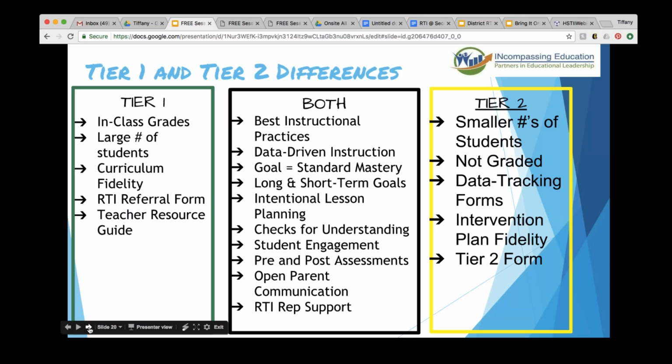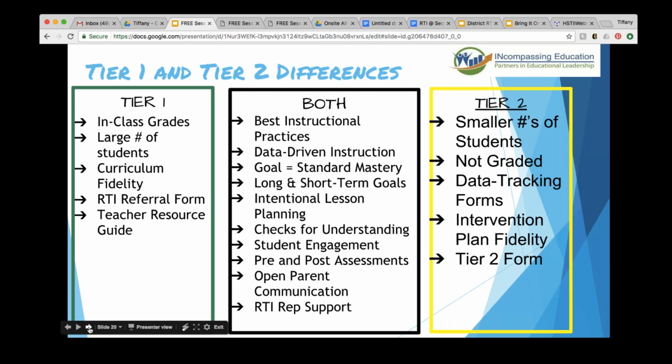Okay, so we're going to talk a little bit about tier 1 and tier 2 because oftentimes I hear people saying, well, is that tier 1 or is that tier 2? I'm just so confused. Well, it's easy to become confused because they have a lot of things in common. Both include best instructional practices. Those good professional practices that teachers have always utilized are happening in both tiers. Data is also utilized to drive instruction in both tier 1 and tier 2.